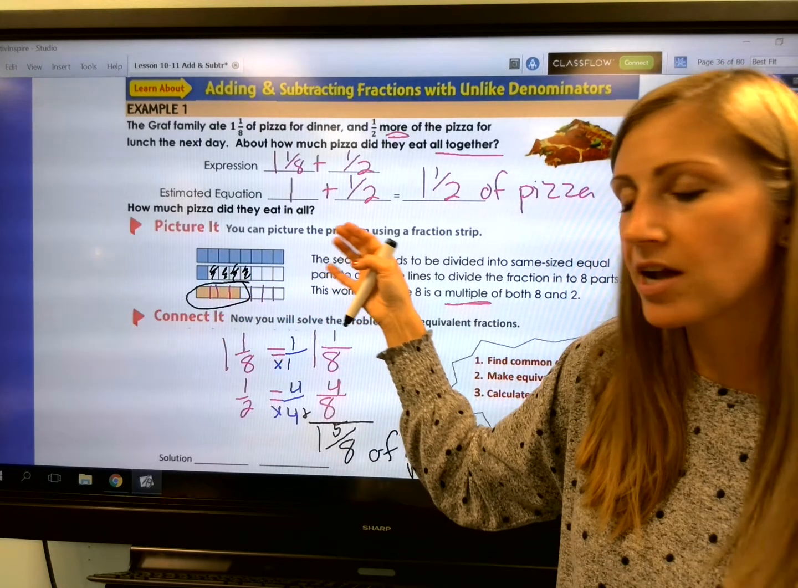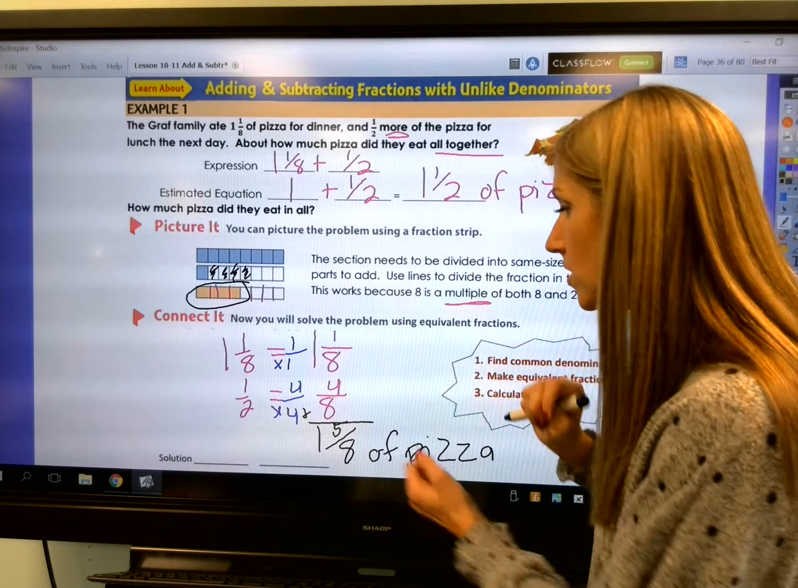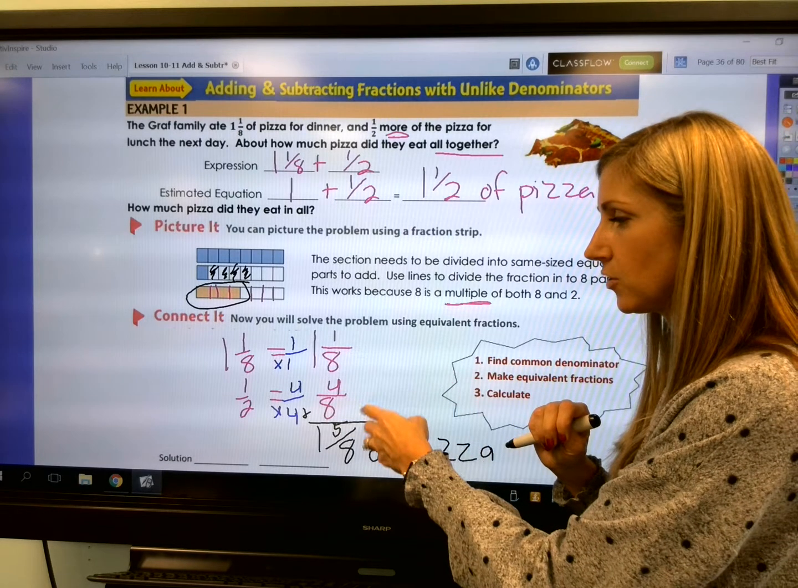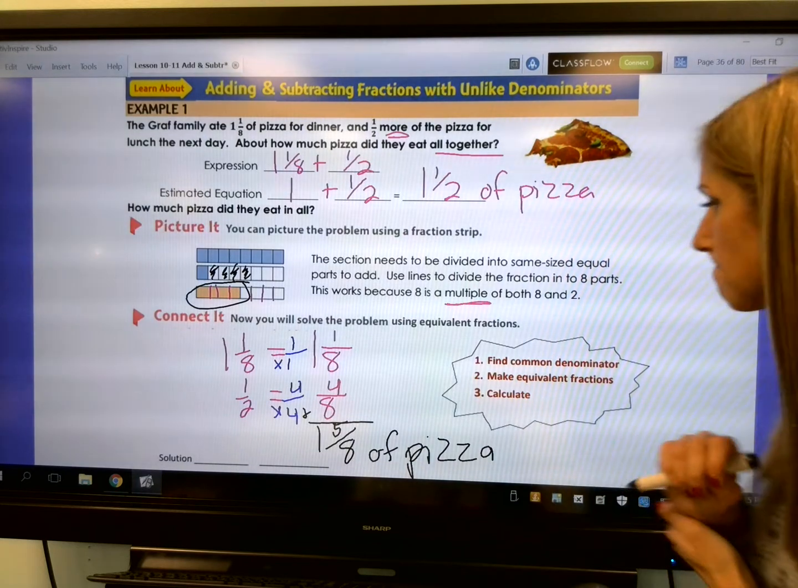So models can help visualize what's happening with the numbers, but we really want to get to the place where we are showing that common denominator, right? And getting equivalent fractions and then adding or subtracting, okay?